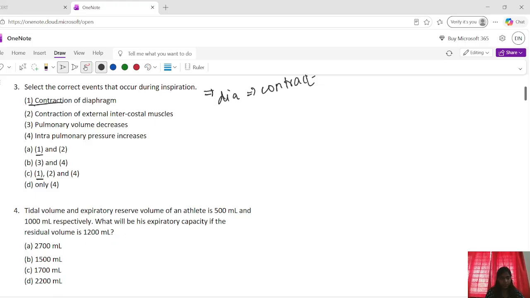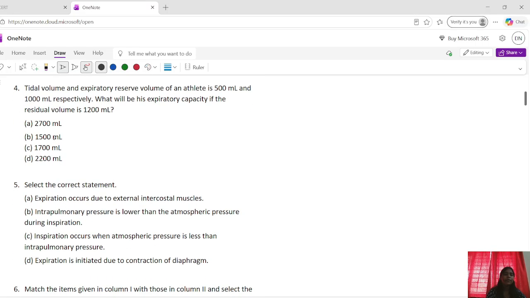Okay. Now, what is the second option? Contraction of external intercostal muscles. Will that happen? Yes. So, 1 and 2. There is another option 1 and 2 along with 4. So let us check the fourth option. What is that? Intrapulmonary pressure increases. So during inspiration, intrapulmonary pressure should be lower than the atmospheric pressure so that only the air from the atmosphere will enter into the lungs. So which option is correct? Option A.